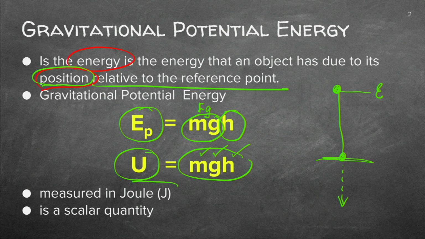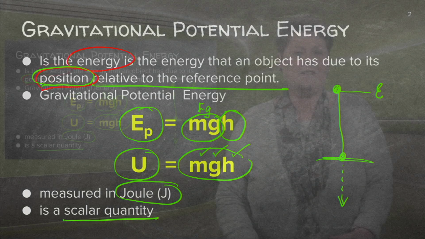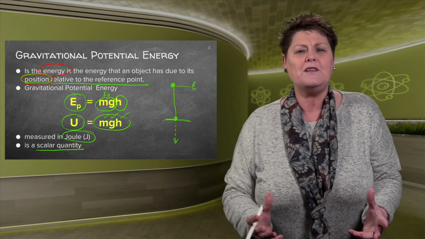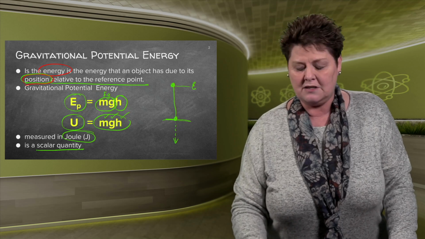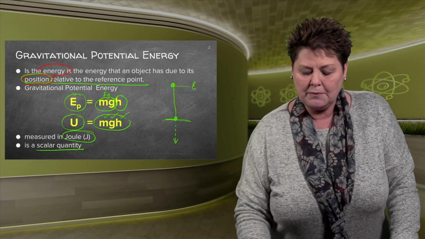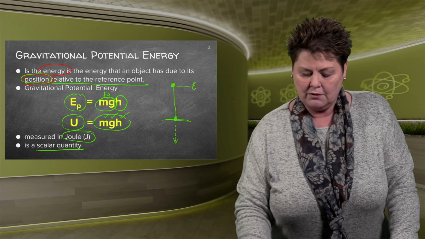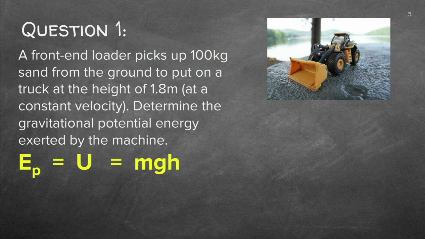Because this is energy, it's measured in joule. And remember, joule or energy is not a vector, so the direction is of no concern. The distance determines what the energy is, but it's got no direction. Right, let's see what we can calculate.